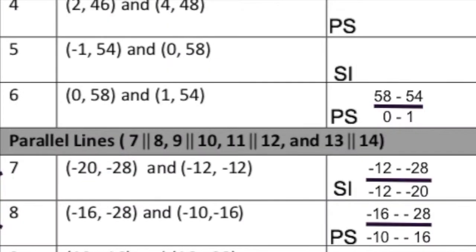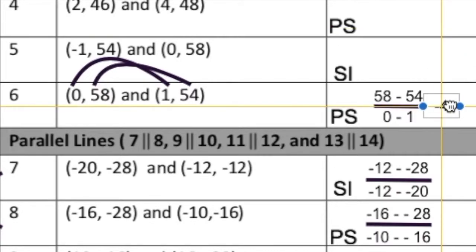Okay. Notice on line number 6, it doesn't matter if I take 54 minus 58 or 58 minus 54, as long as I do the same order with the x values. So in this case, I took 58 minus 54, which is 4, and then 0 minus 1 is negative 1, and 4 divided by negative 1 is negative 4. So the slope for number 6 is negative 4.